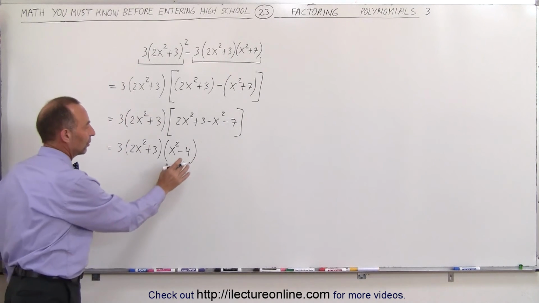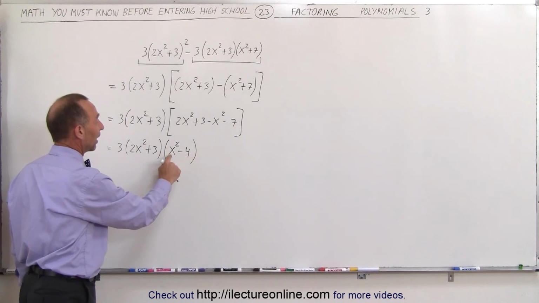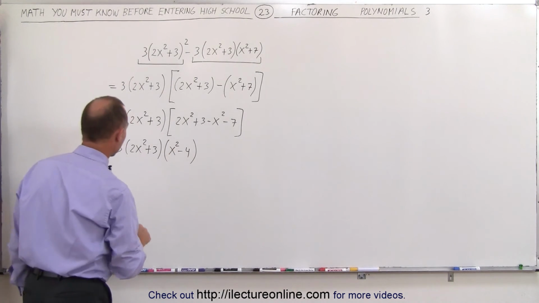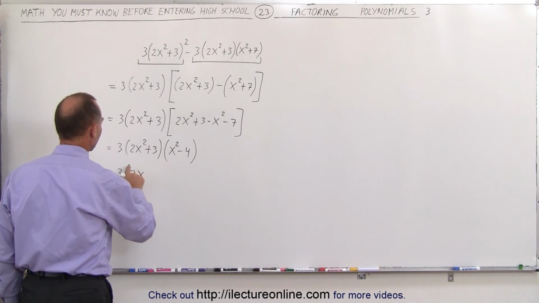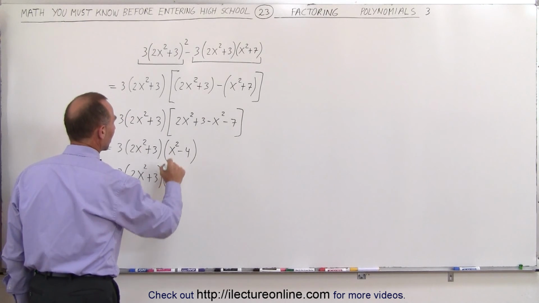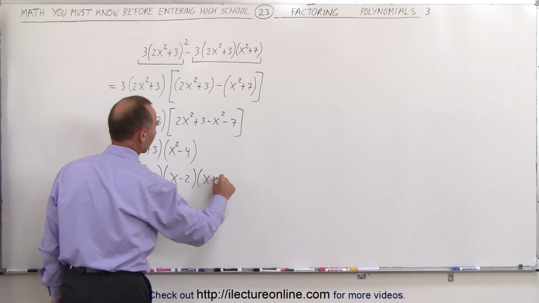Now notice this right here. This is, in essence, the difference of squares. This is x squared minus 2 squared, so this can now be factored. So this can now be written as 3 times 2x squared plus 3, and this can be written as x minus 2 times x plus 2.